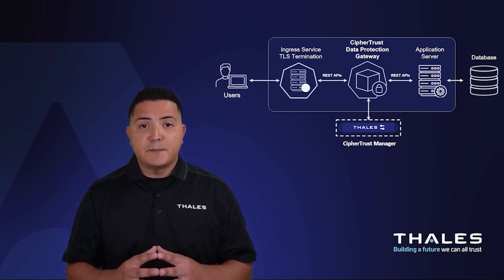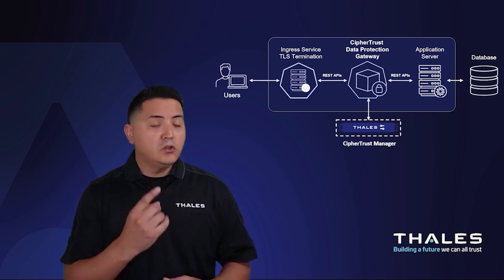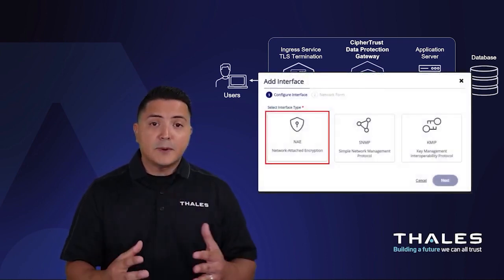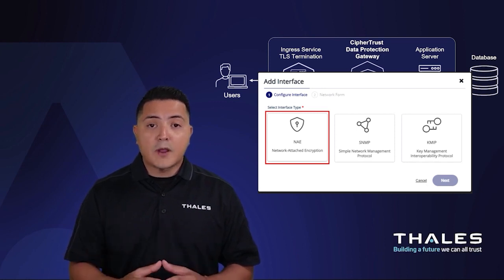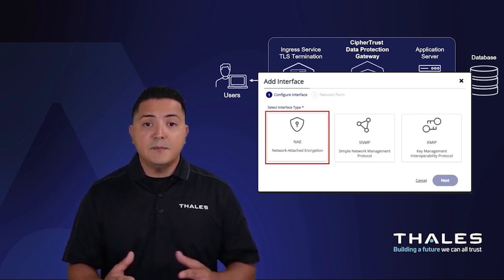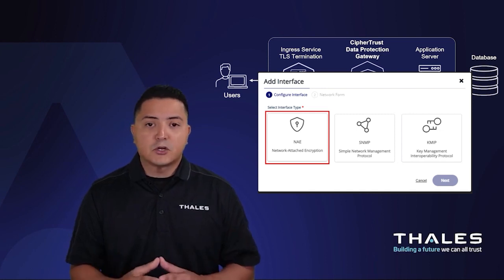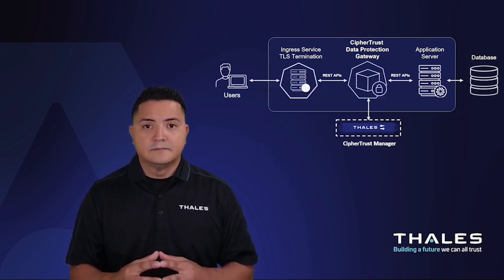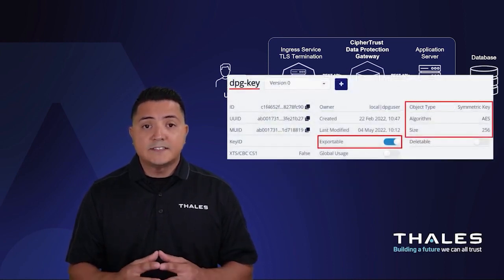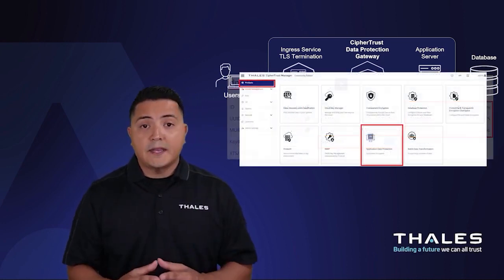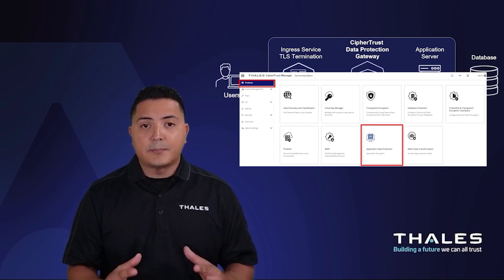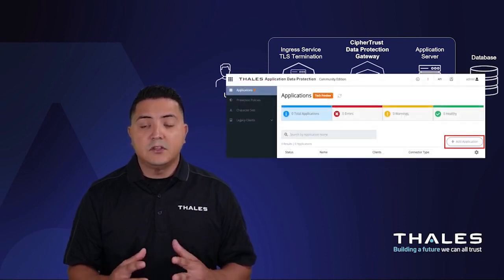Over on my CipherTrust Manager appliance, I start by creating a new NAE interface just for my data protection gateway deployments. That way, I can keep it separate from my other applications that are using NAE for key management and also help me troubleshoot any issues that might come up by narrowing down or pinpointing the problem to a specific port or interface. Next, I'll create an AES-256 encryption key that is exportable, and then start by adding a new application under the Application Data Protection Product section of the UI.